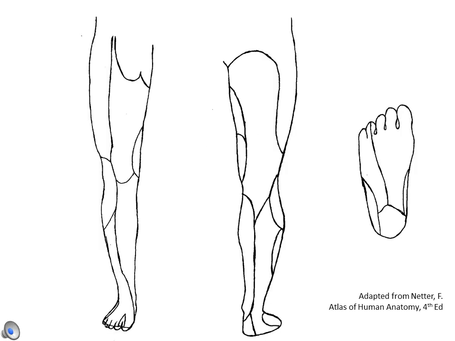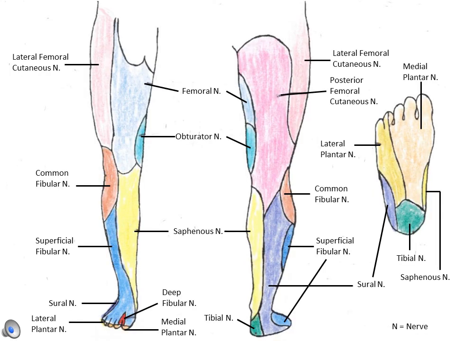Take this opportunity to pause the lecture to draw in the cutaneous innervation of the lower extremity. The nerves that provide the cutaneous innervation to the lower extremity include the lateral femoral cutaneous nerve, the femoral nerve, the saphenous nerve, the obturator nerve, the posterior femoral cutaneous nerve, the tibial nerve, sural nerve, medial plantar nerve, lateral plantar nerve, common fibular nerve, superficial fibular nerve, and the deep fibular nerve. How does your drawing compare?